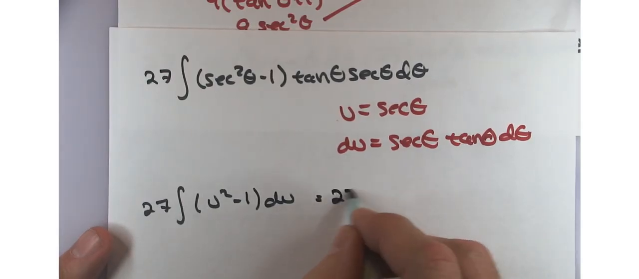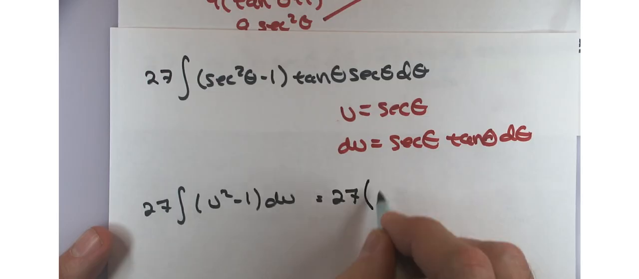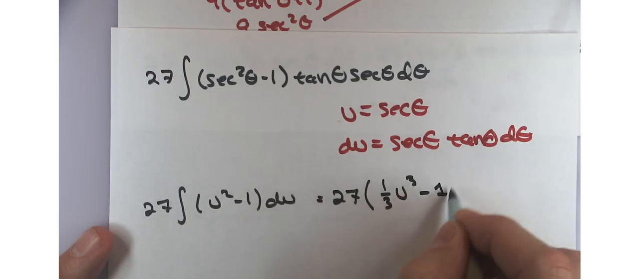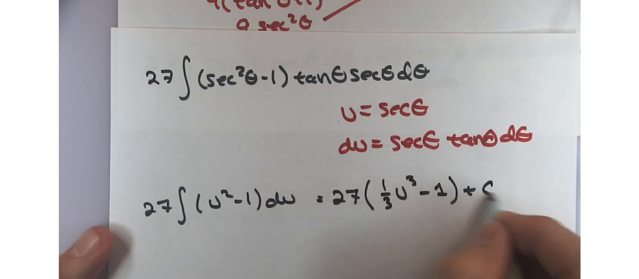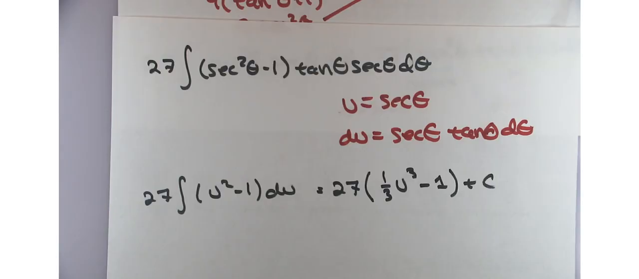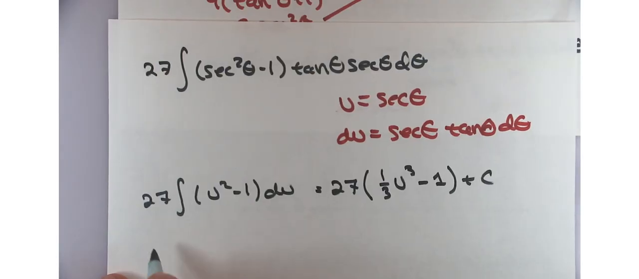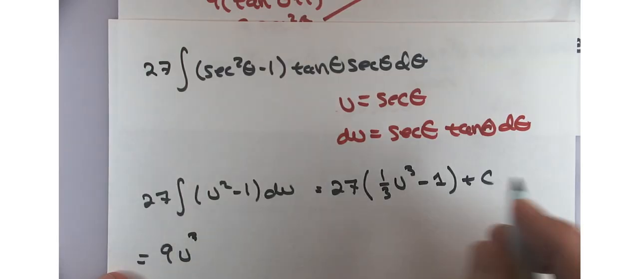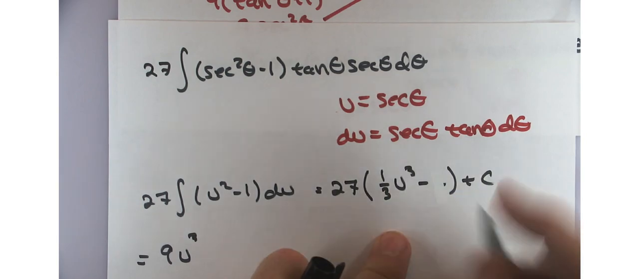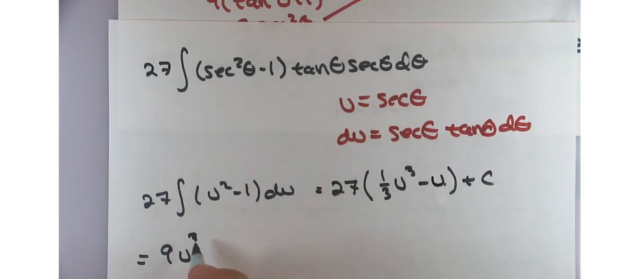So 27 times 1/3 u cubed minus 1, plus your constant. And I'll distribute that 27 because I can get rid of that 1/3. So I end up with 9u. That would be minus u, right? Yeah, it would be minus u. Thank you. So it's going to be 9u cubed minus 27u plus a constant.